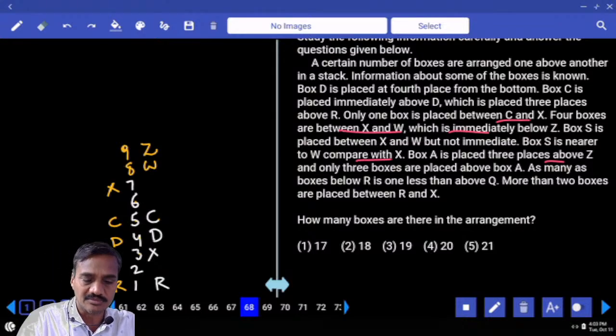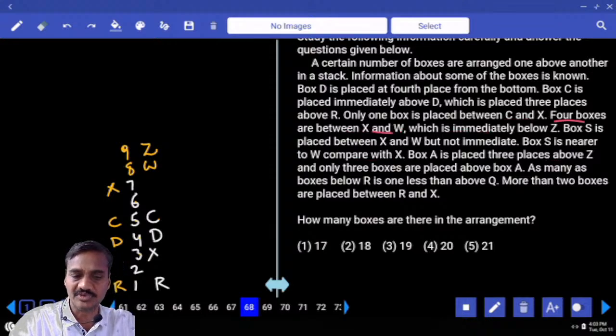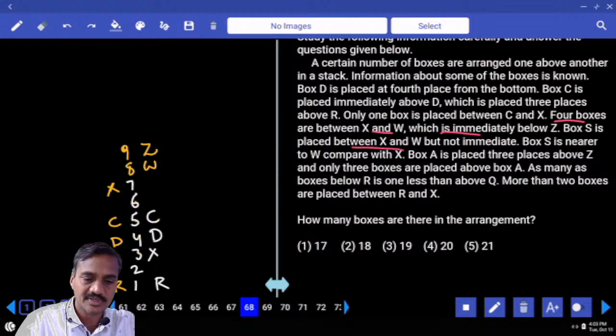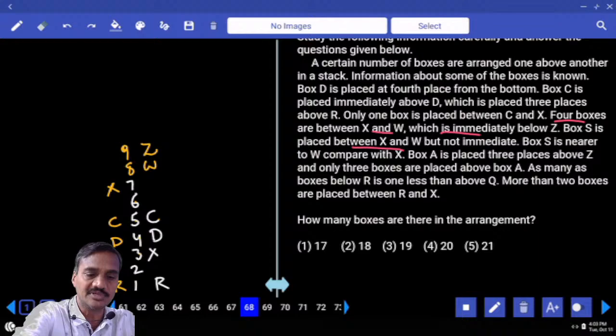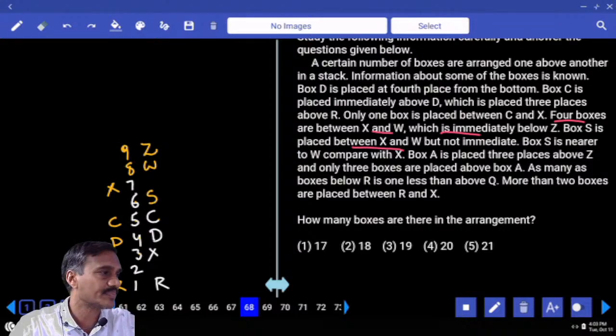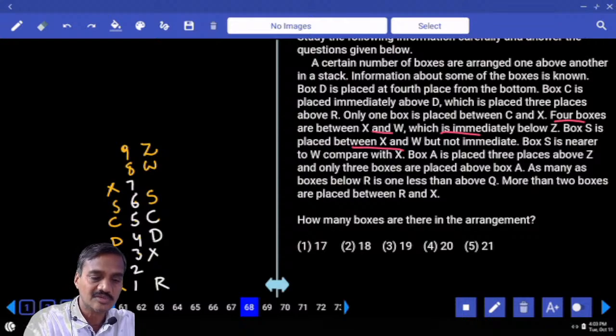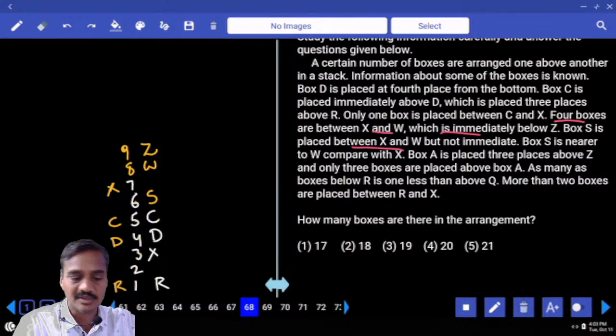Then Z and W. If you take Z and W at this place, there are 4 boxes between X and W, and W is immediately below Z. Next, S is in between X and W, but not immediate. S can be here or S can be here, but not immediate. Hence S must be at this place. S is here, but not immediate, hence it is not possible in the second case. Hence Z and W cannot be at the second and third places.